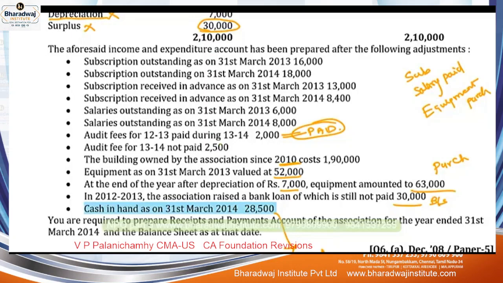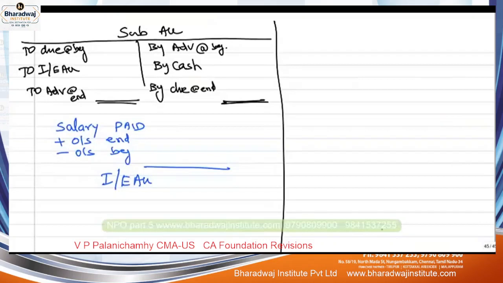It's not a new one. Already we have done two problems. This is the third problem. Try to do it. Prepare the subscription account to get the collection and do the working for salary paid.